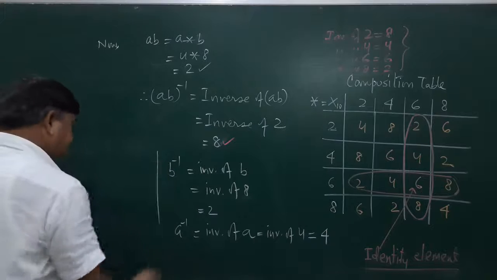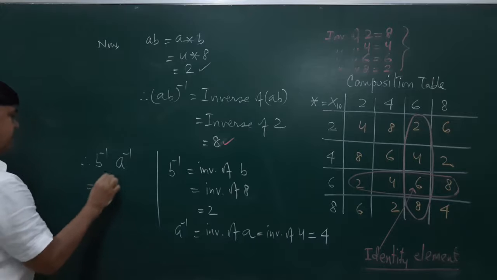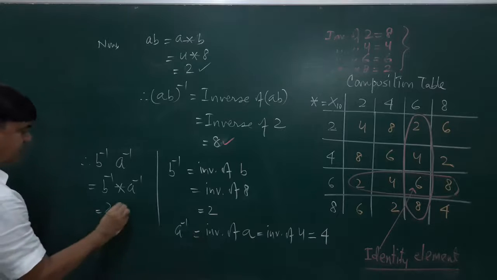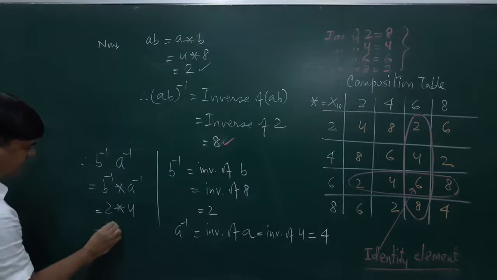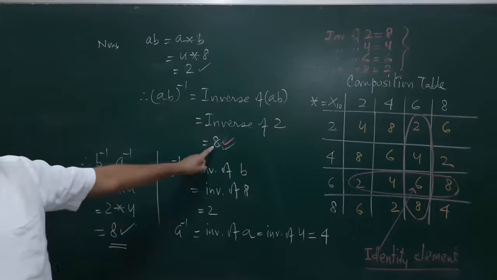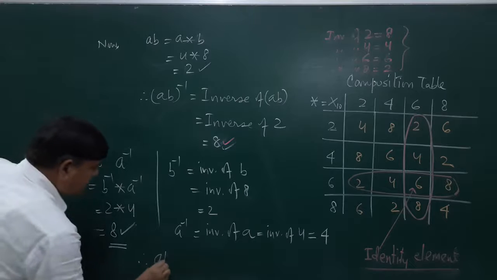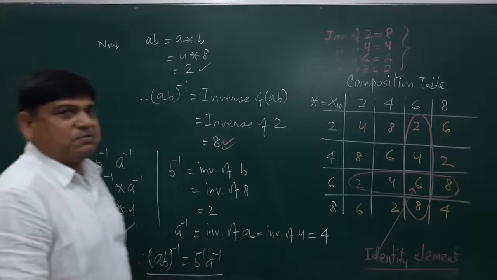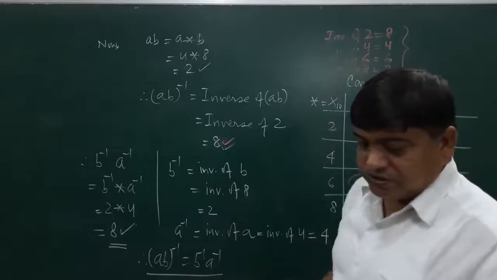Therefore, B inverse A inverse means B inverse star A inverse. B inverse is 2 star 4, that is 8. Look at this. The answer of this one is 8. Therefore, (AB) inverse is B inverse A inverse. So this is the reversal law of inverses, and this is the way to prove it.